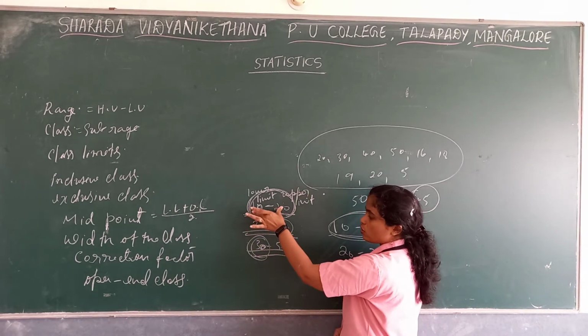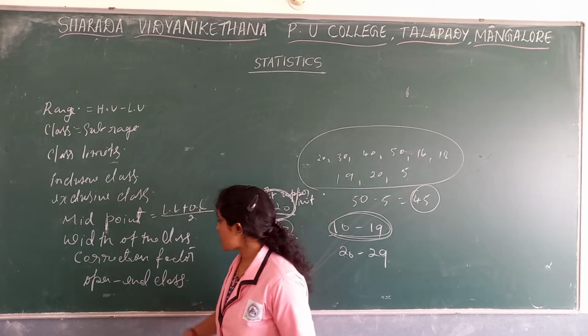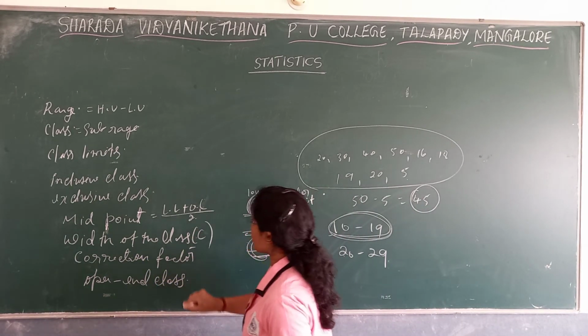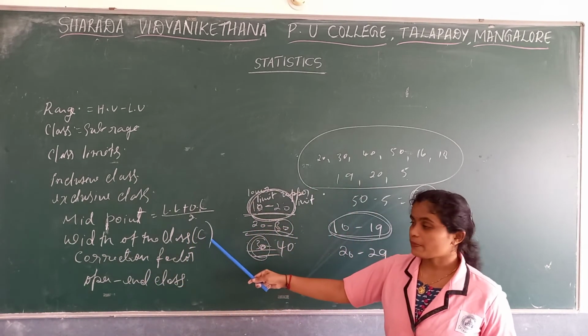Width is 10. Here also width is 10. Here also width is 10. So that is about width of the class, and it is denoted by C.